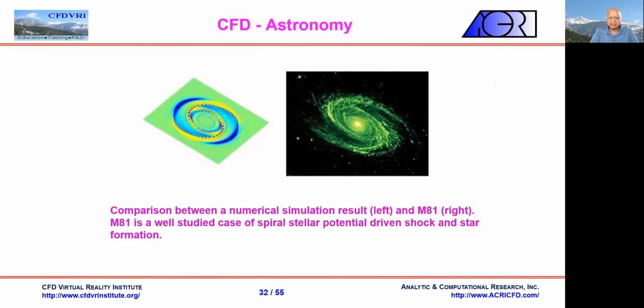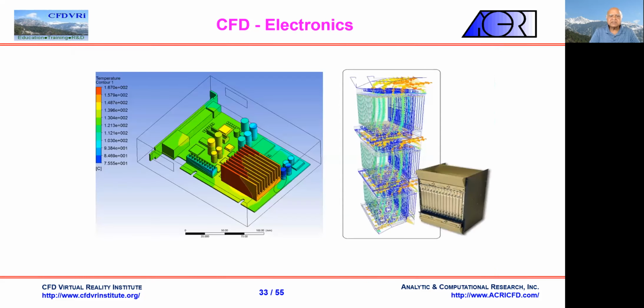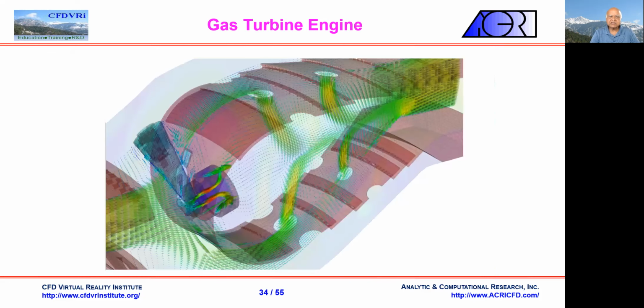astronomical body on the right, and it's a very well-studied case of a spiral stellar potential driven shock and star formation in a galaxy. So this is the case of electronics. Every electronic component today is limited by the thermal energy that can be dissipated. And this is the case on the left of a circuit board, on the right of a cabinet, which contains electronic components and how to optimize them.